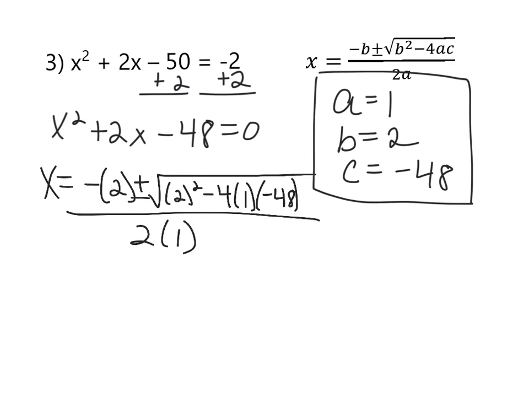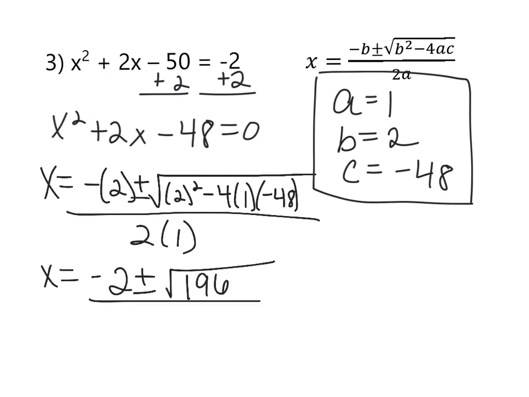Okay, take a second, make sure that makes sense to you, make sure that's what you got. And what I'm going to do next is simplify what's under my square root. So I want you to take a second, pause the video, and do that yourself. And I got 196. Hopefully you did too. If you didn't, please go back and fix it.